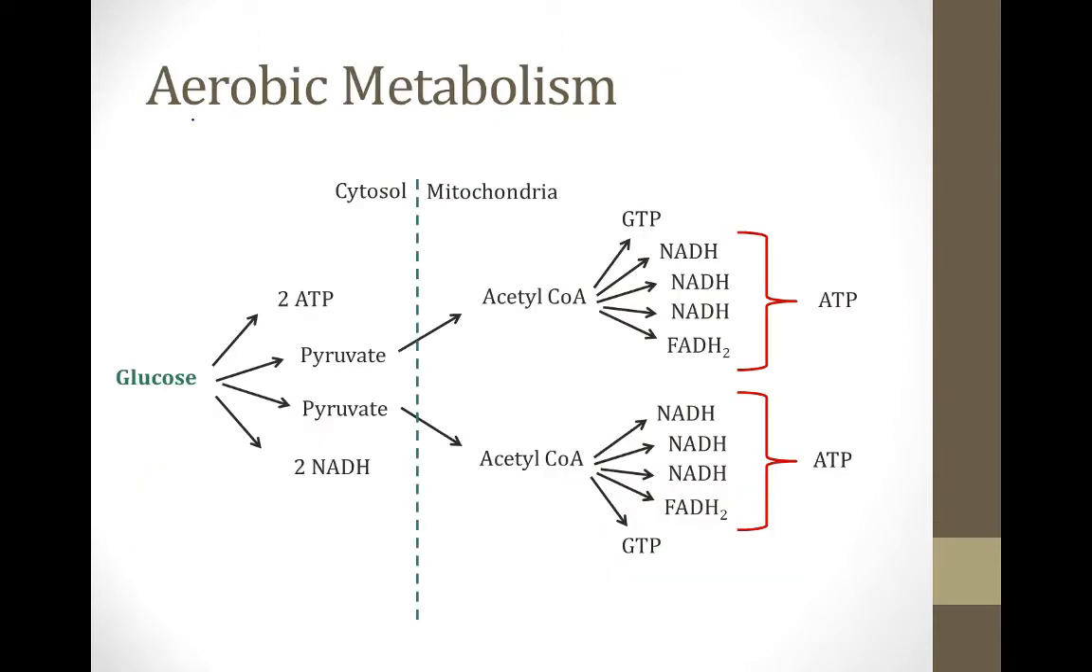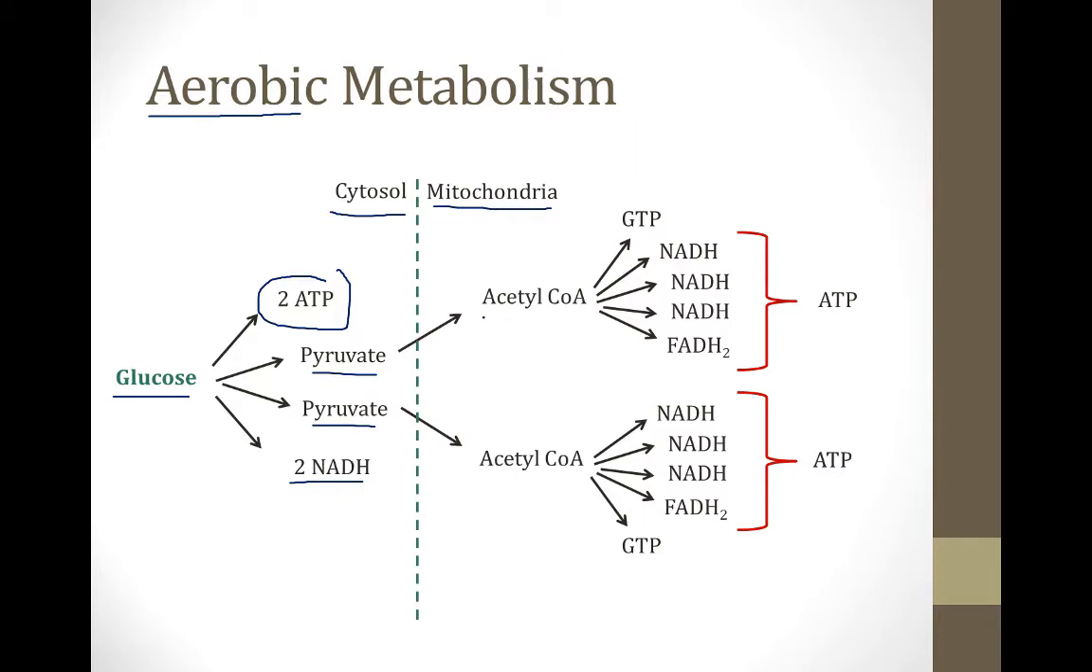Before we get into electron transport, let's pause and talk about aerobic metabolism. This is the process by which cells use oxygen to convert glucose into the maximum amount of ATP. Recall that glycolysis converts glucose into two molecules of pyruvate, and in doing so, it generates two ATPs and two molecules of NADH. The pyruvate can then leave the cytosol, which is where glycolysis takes place, and enter the mitochondria.